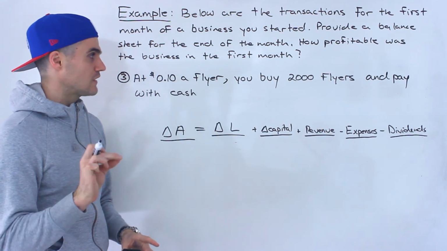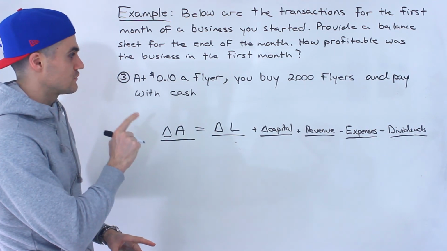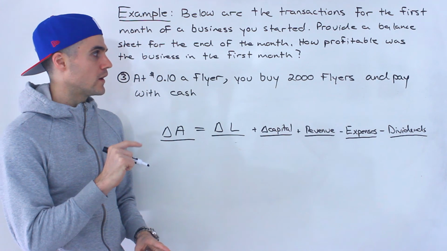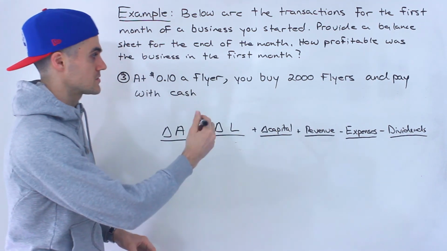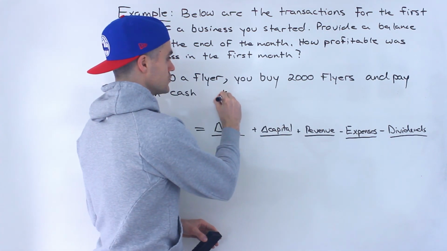At 10 cents a flyer, you buy 2,000 flyers and pay with cash. So if you're buying 2,000 flyers at 10 cents a flyer, if you multiply those, you're spending $200.